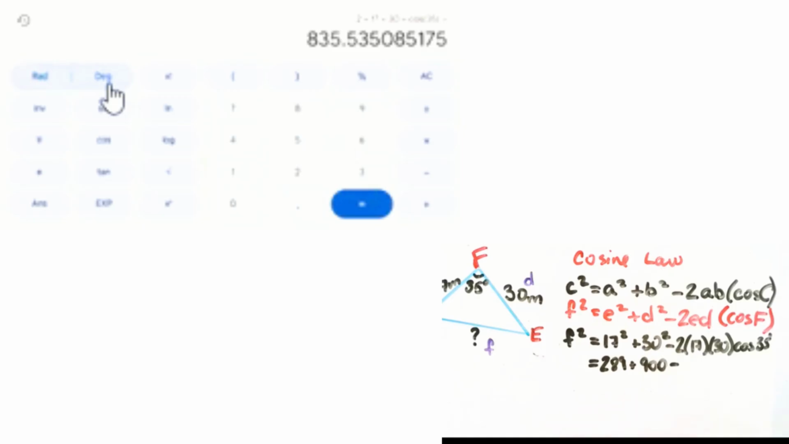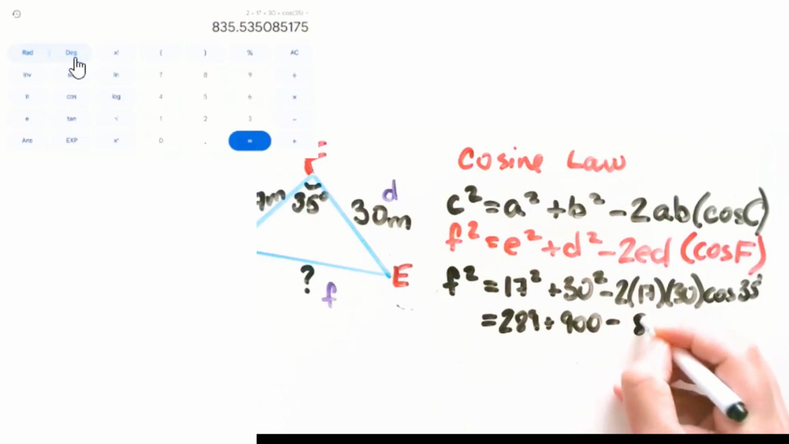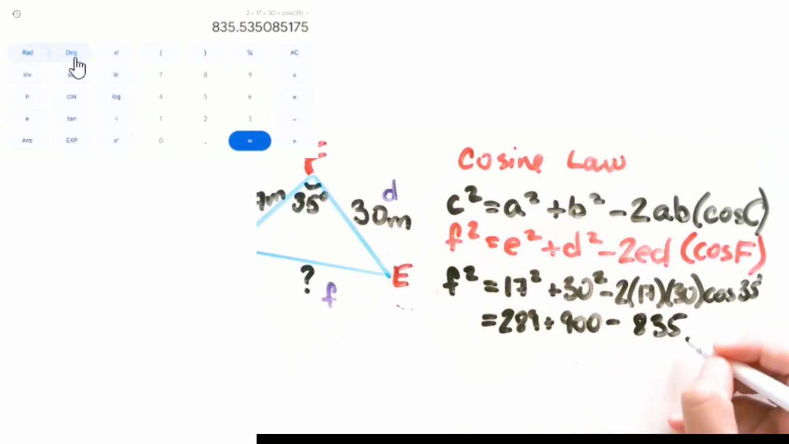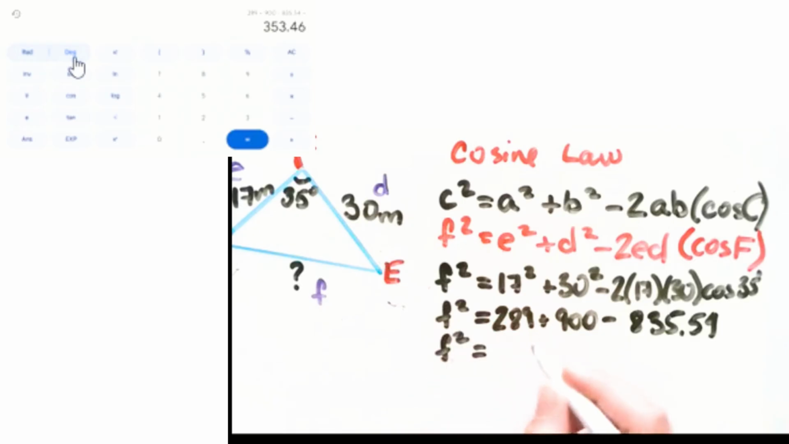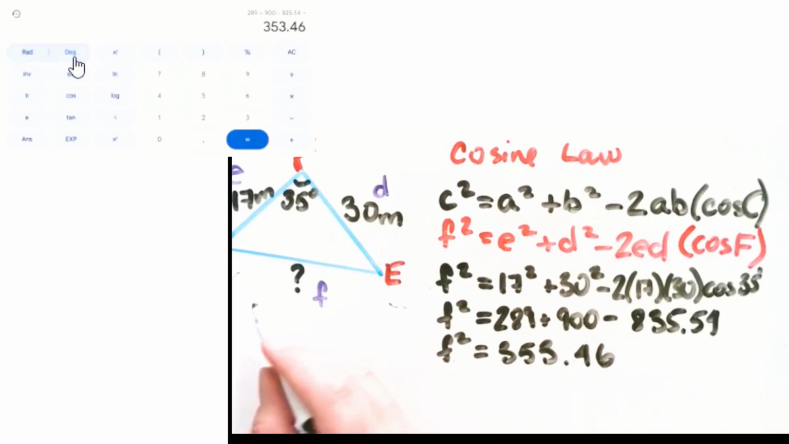And we get 835.54 for this value here. And now we put it all together. 289 plus 900 minus 835.54. And for F squared here, my value is 353.46. Am I done? Well, does it make sense that this value would be 353.46 when I have a 17 and a 30?